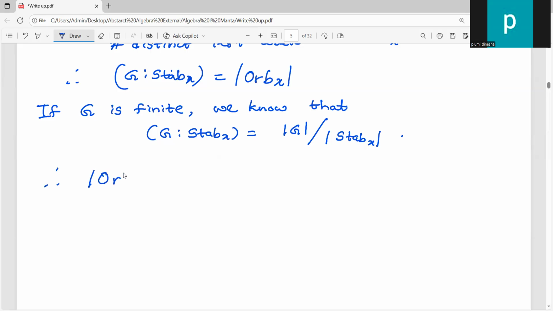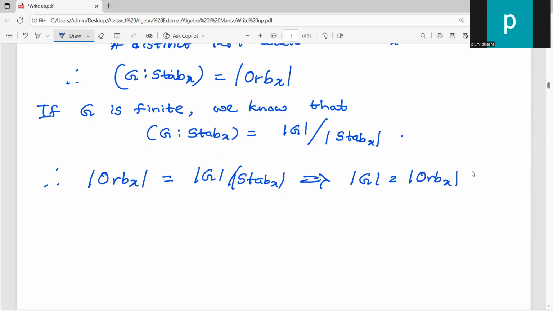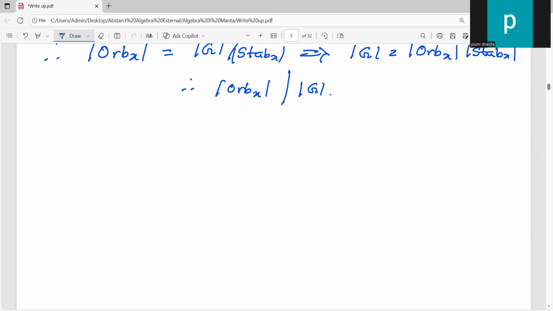Therefore, we know that the order of this orbit is equal to this index, which is equal to this. So from this, we can simply write the order of G as a multiple of the order of the orbit of X. In other words, the order of the orbit of this element divides the order of G. Okay. Do you have any questions?